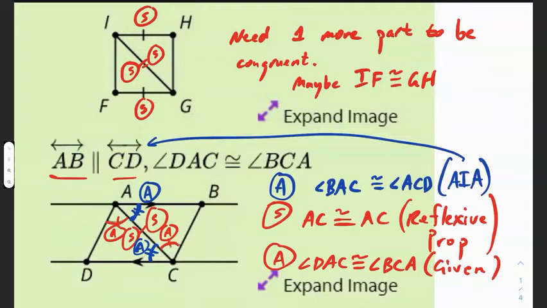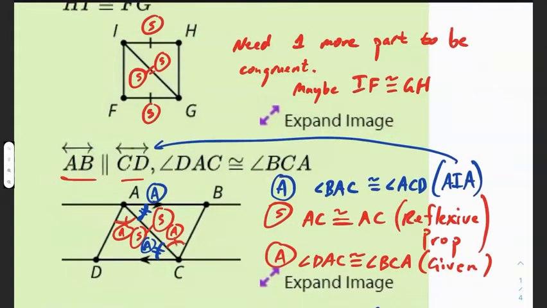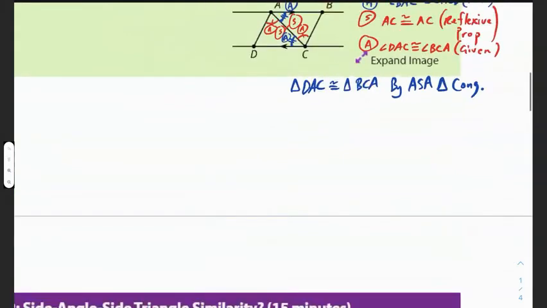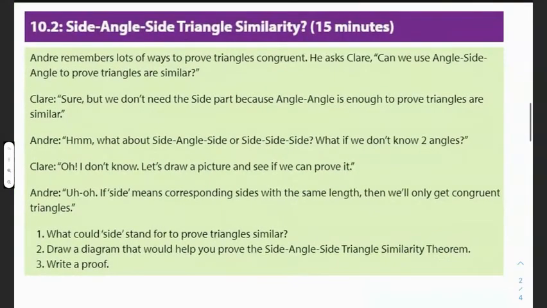So are these two triangles congruent, and by what theorem? Hopefully you realize, yes, triangle DAC is definitely congruent to triangle BCA, and that's by angle-side-angle triangle congruence. Okay, let's move on. That was a good refresher. For sure. All right, let's see, 10.2, side-angle-side.